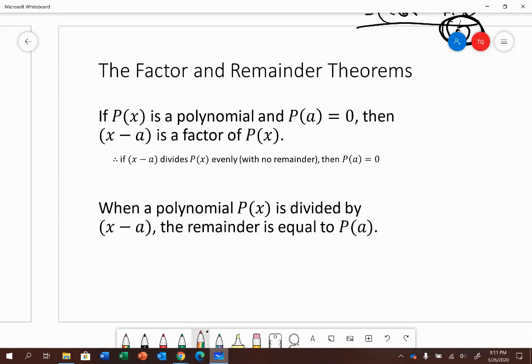It says that if we can divide a larger, higher degree polynomial by a linear term and get no remainder, that means that linear term is a factor of the original polynomial. This is really important. The opposite is also true. If p of x is divided by x minus a and there's a remainder, then it's not a factor, but it also tells us that the remainder is equal to p of a. That is, if I were to evaluate that original function at a, I would get the remainder.